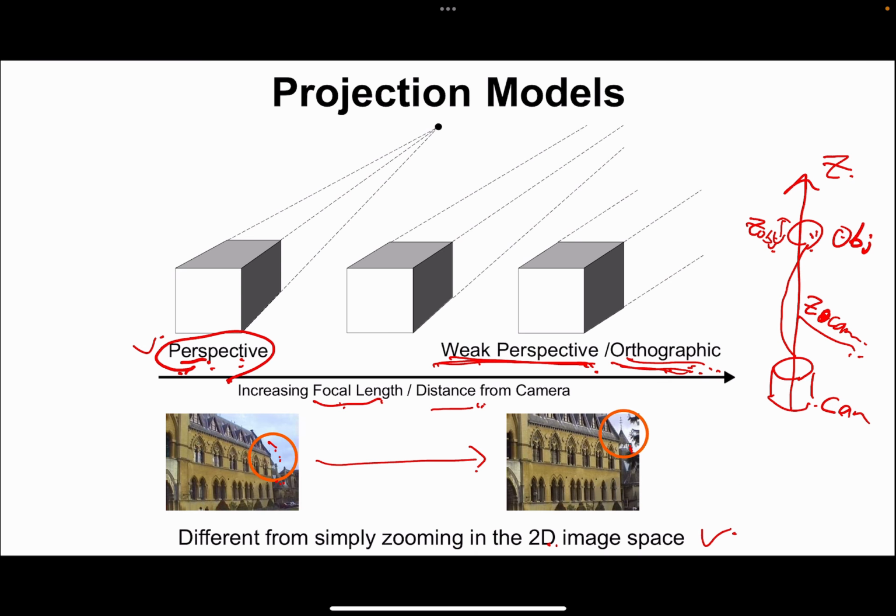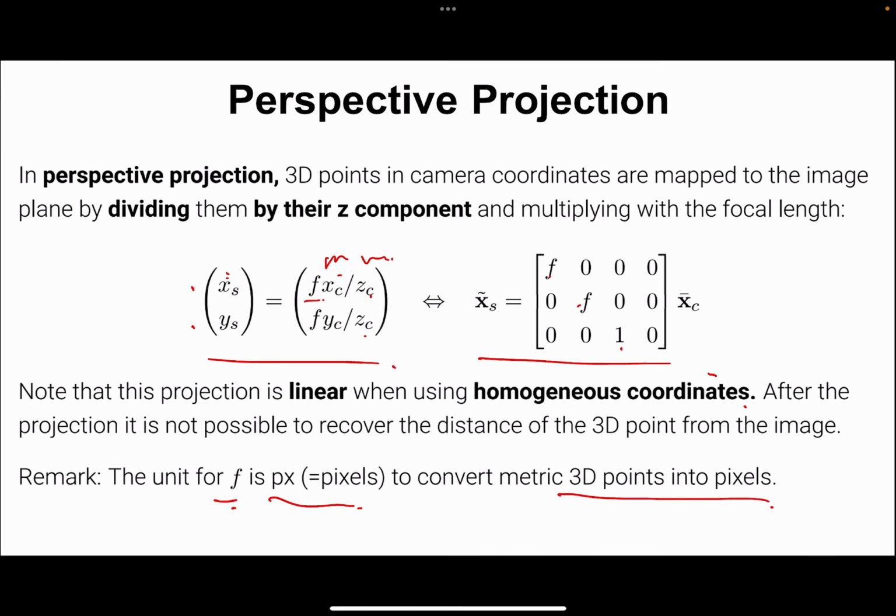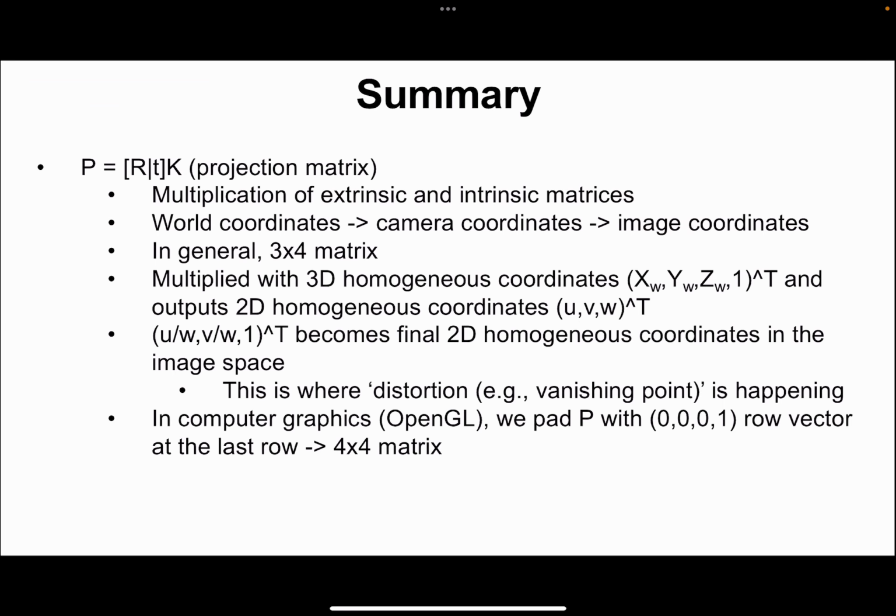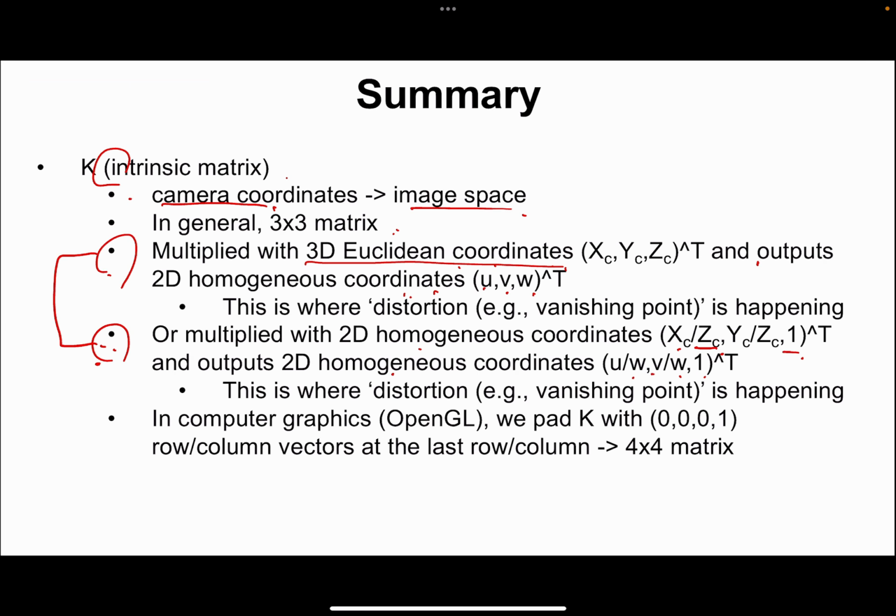This kind of thing. Any discrepancy between 3D and 2D is happening in here by applying the intrinsic matrix. And this is where perspective and orthogonal projection are applied as well. Perspective, orthographic, any projection is happening. Right?